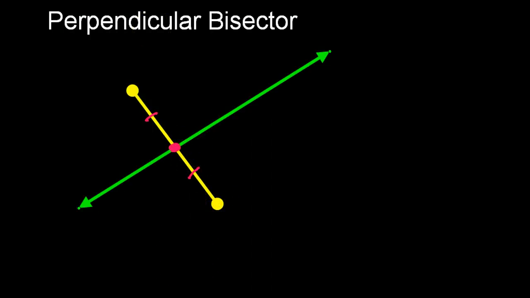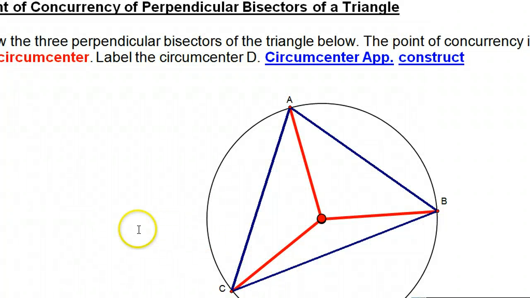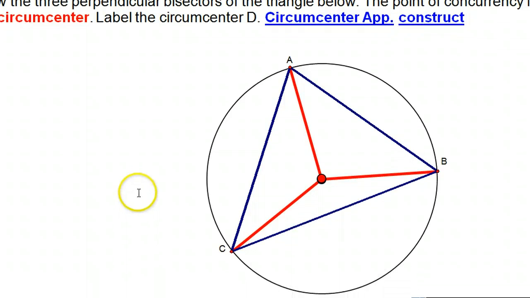And since I made it perpendicular, it is now the perpendicular bisector. It's perpendicular, 90 degrees, and it's the bisector. It's cutting the segment in half. Okay, so that's the first thing I needed to make you understand. Now, the perpendicular bisector is very involved with something called the circumcenter.